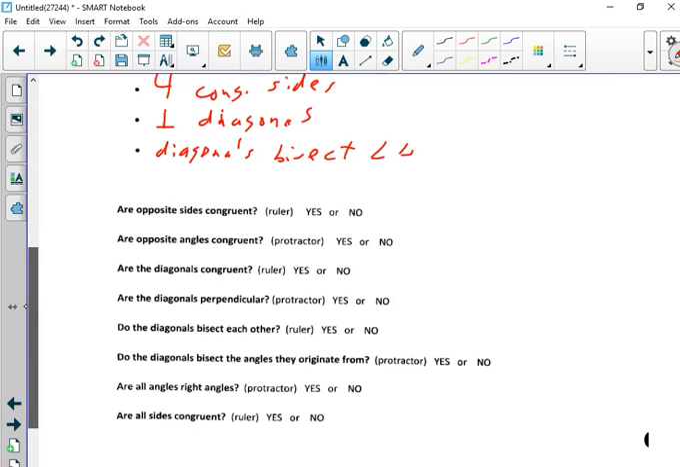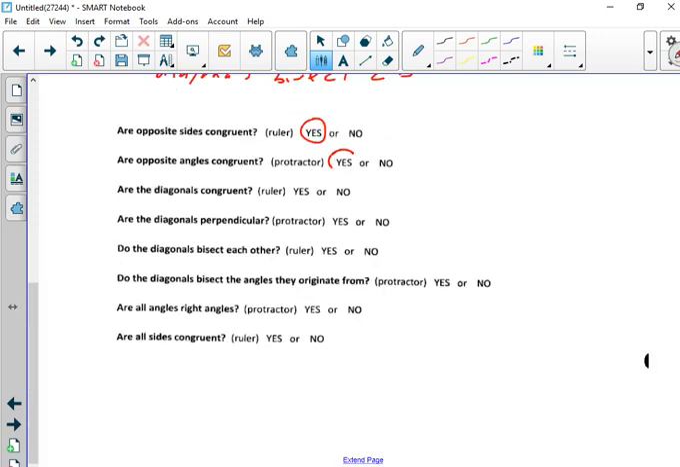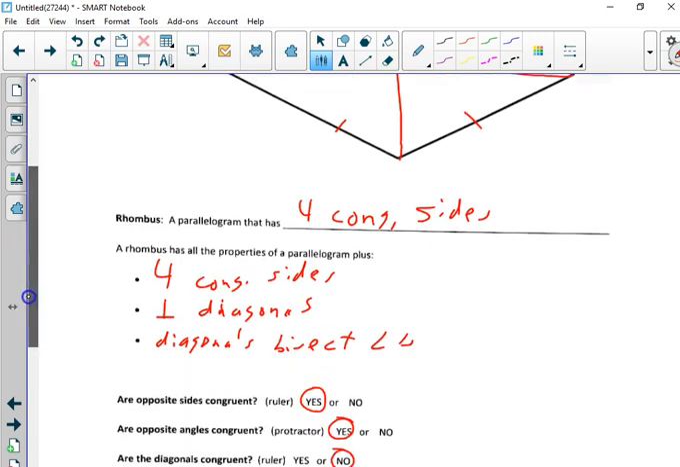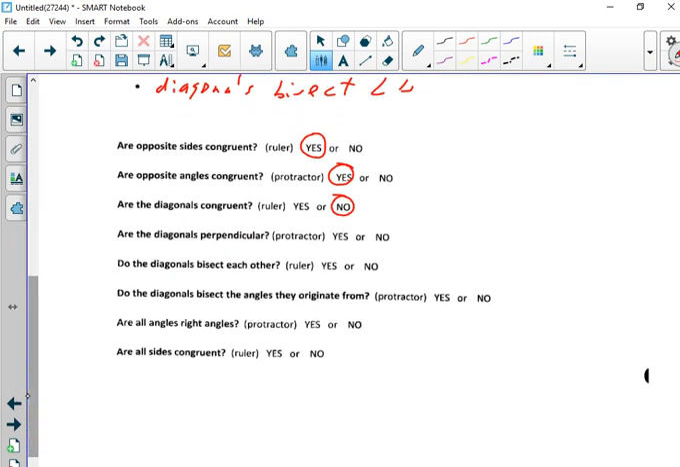So, are opposite sides congruent? Yes, because all 4 sides are congruent. Are opposite angles congruent? Yes. Are the diagonals congruent? No. And if you come up here and look, obviously this diagonal is longer than this diagonal. Are the diagonals perpendicular? Yes, they are, just like in the square.